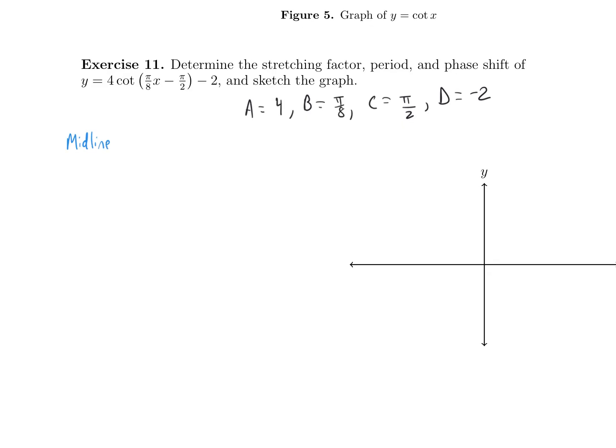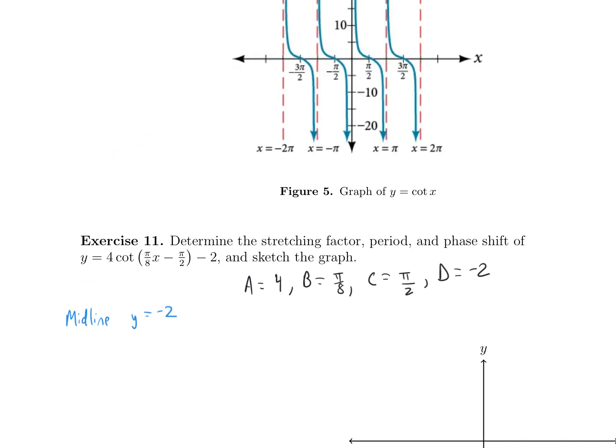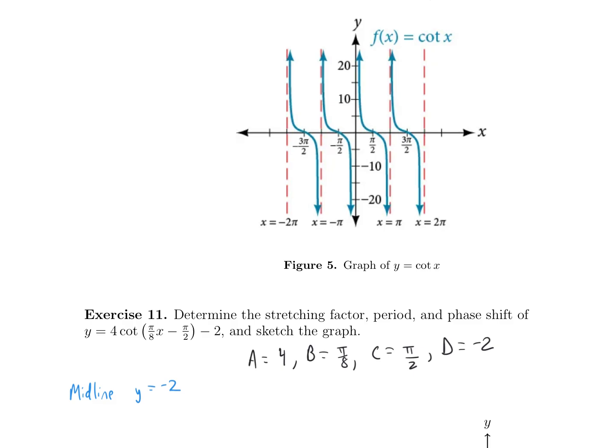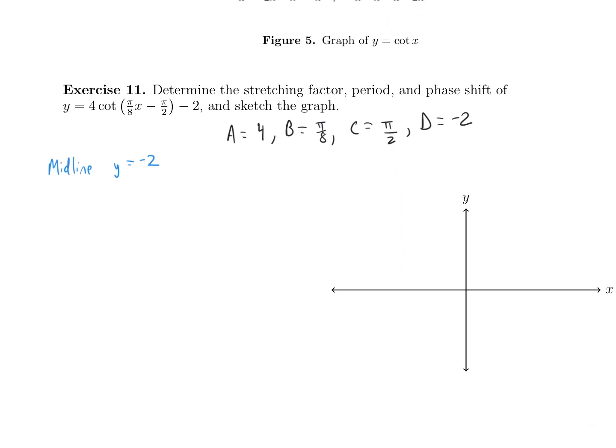Midline is y equals -2. Okay, there's no amplitude because it's very similar to tangent. So instead of an amplitude, see how there's no max or min? It's just going to be the stretch factor. So SF for stretch factor is going to be the absolute value of 4, which is 4.